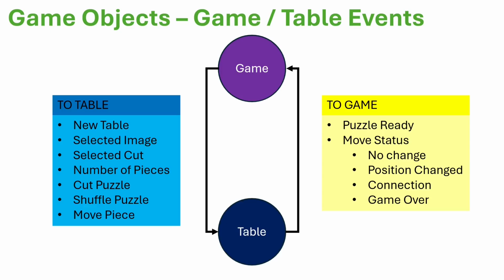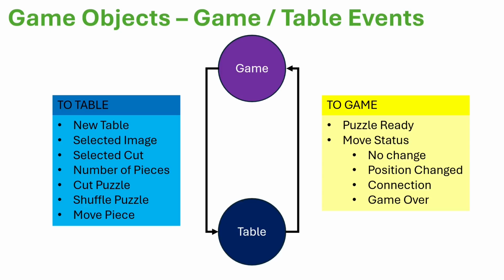Now, the table is going to be communicating back over to the game saying, basically, I have moved a piece for you. Here is the status of the jigsaw puzzle. And there's a couple of things that could occur there. For example, if the game has said, move to the upper left-hand corner, lower right-hand corner, and the piece is moved, the table could come back and say, hey, no change. What you reported back to me is true. That's where the piece is.